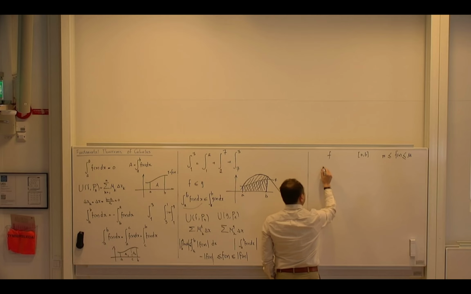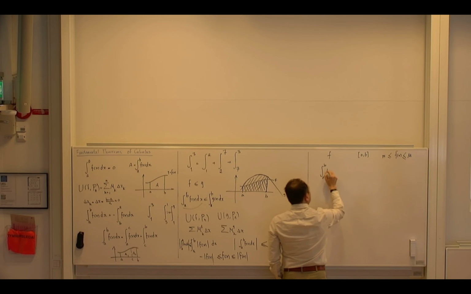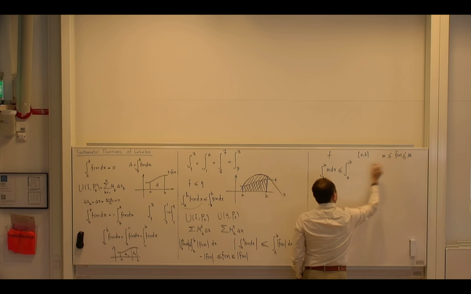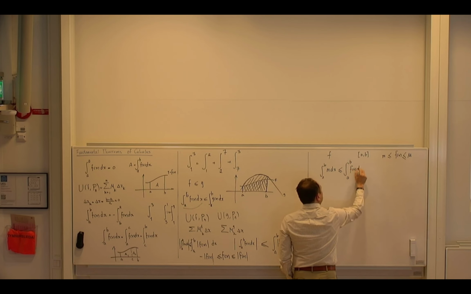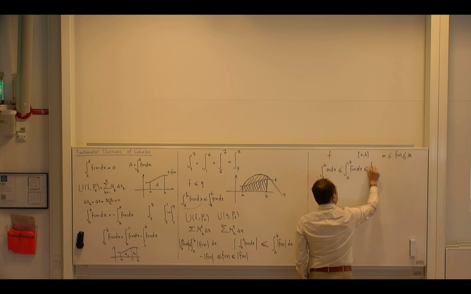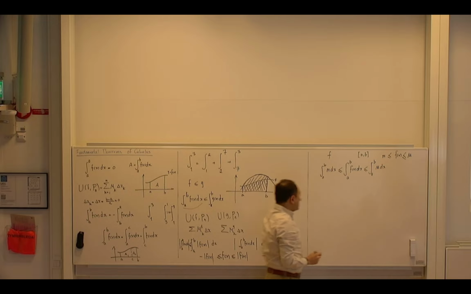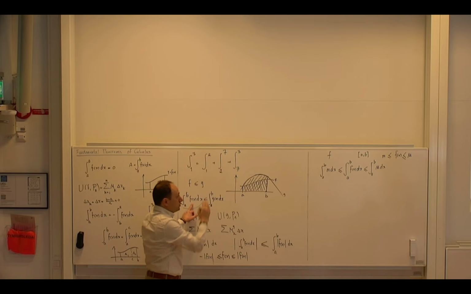So the integral from a to b of that function, dx, should be less than or equal to the integral from a to b of f of x dx. It should be less than or equal to the integral from a to b of that function dx. Yes? That's exactly this theorem I am using two times: one between little m and f, and one between f and capital M.